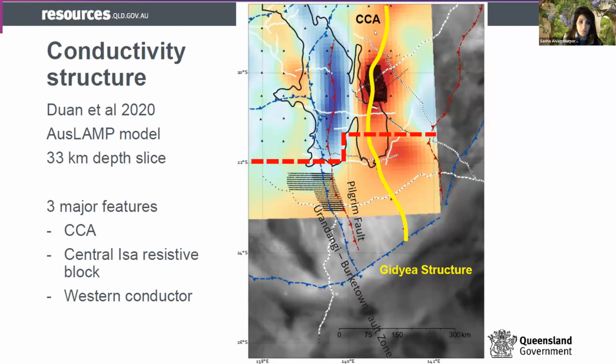That shows where basically the Giza structure is. Then there are two faults here that I guess cross where I'm working. I think this is the Pilgrim fault, and this is the Yurandanji Borktown fault. The other thing here, I guess, is a central block that is resistive, and here there is a conductor. And I guess this line shows where the data, the Oslam data, is.